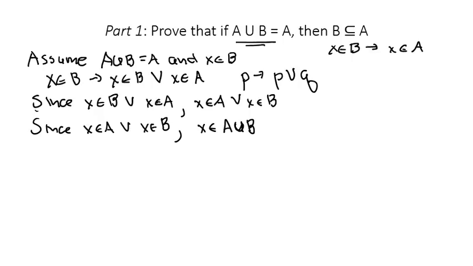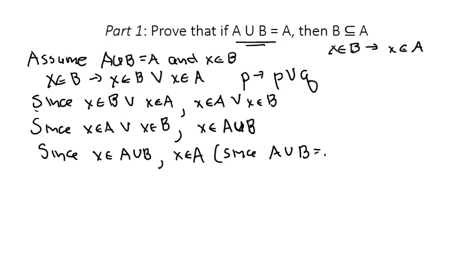But now X is an element of A union B, and A union B and A are the same set. They're equal. So since X is an element of A union B, we know that X is an element of A, since A union B equals A.